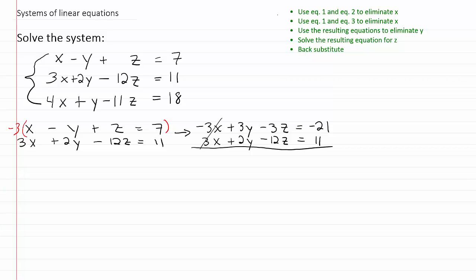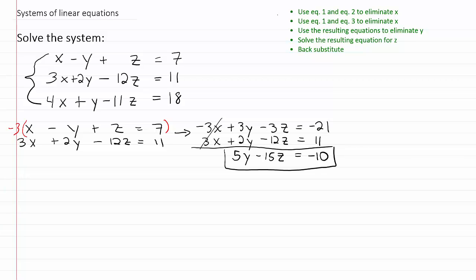If I add these together, the x's cancel out. I end up with 5y minus 15z is equal to -10. Okay, let's hang on to that equation, and we'll move on to step 2.